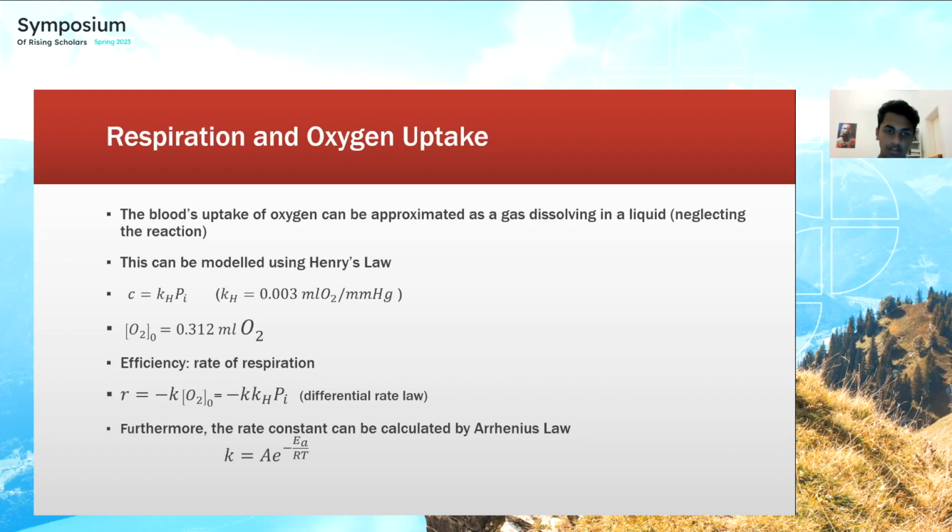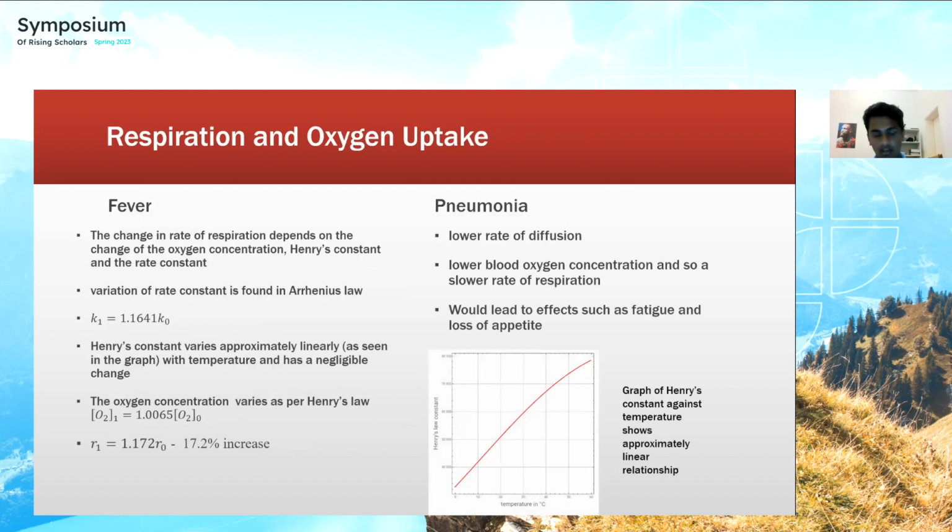And so that allows us to use something called Henry's law, which is an equation that relates the concentration of a dissolved gas to the partial pressure. And that's a quantity we have from earlier. That gives us an accessible efficiency measure that can be reparameterized. And it's important to note that because of this, the change in the rate of respiration depends more on the rate constant in the differential rate law and oxygen concentration, because Henry's constant has a very negligible change. And the variation of the rate constant is found in Arrhenius' law, and the oxygen varies as per Henry's law.